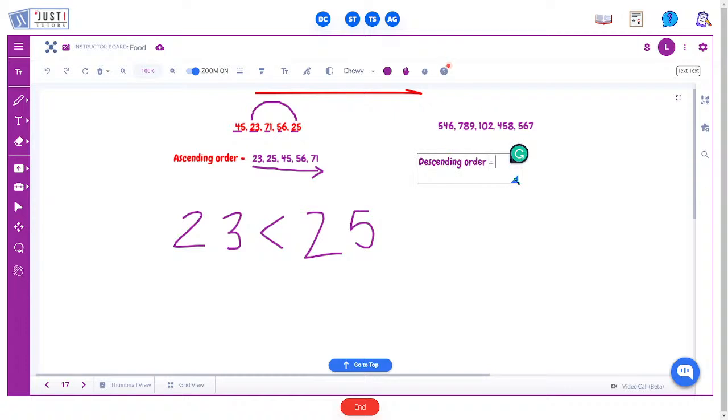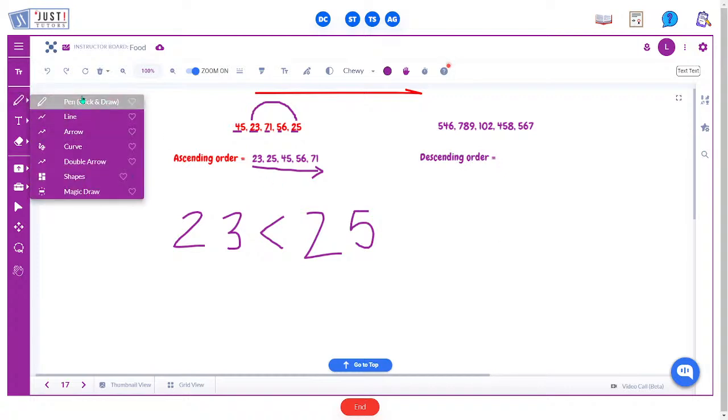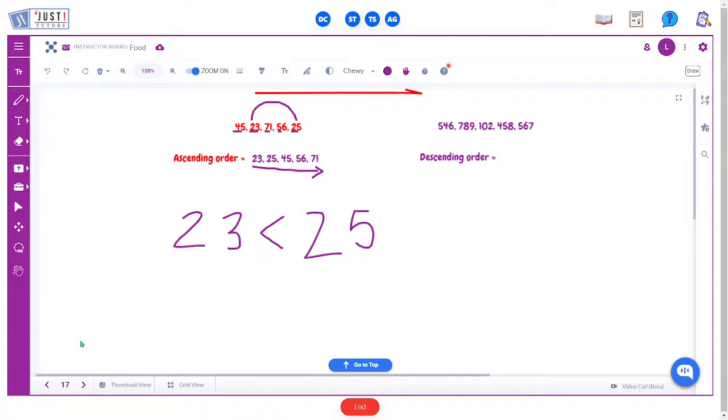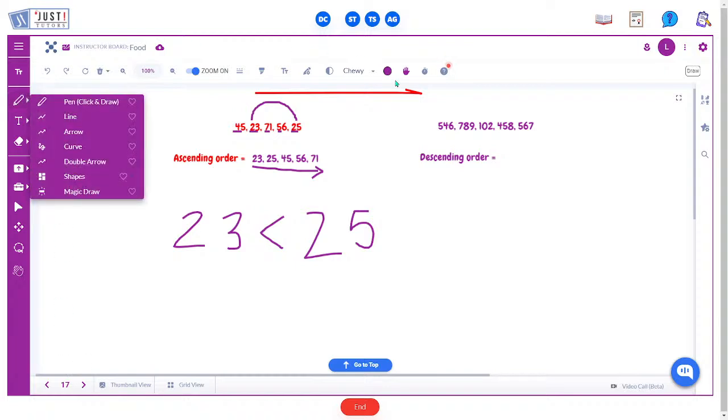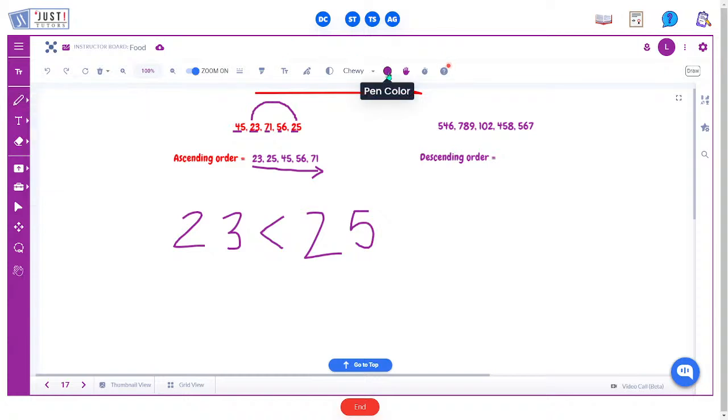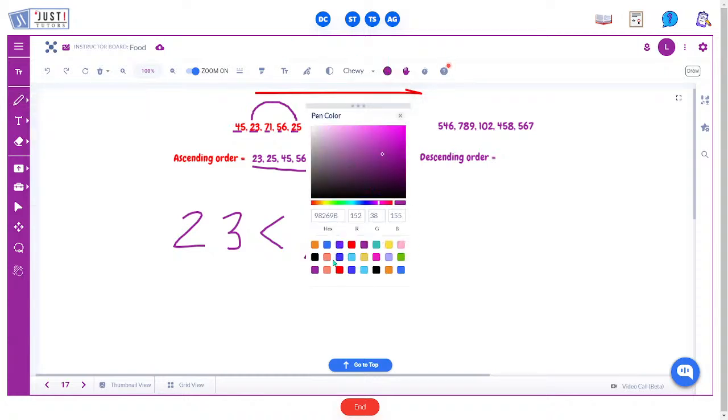Now if we talk about descending order में क्या होता है? From biggest to smallest. So हम लोगों को ये numbers को सबसे बड़े से सबसे छोटे में arrange करना है. Okay? So let me use a different pen color so that you don't get confused.